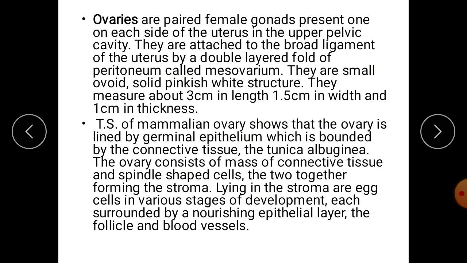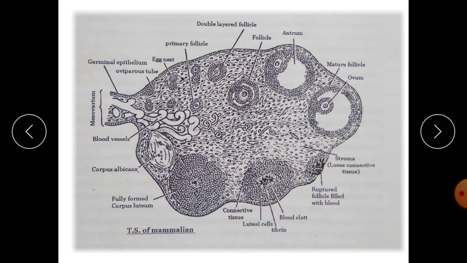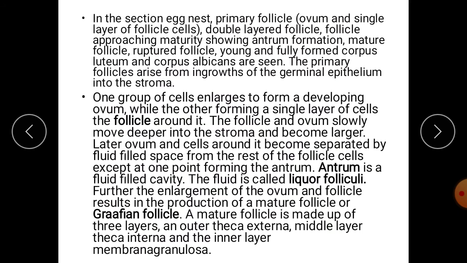So the egg is surrounded by a nourishing epithelial layer, that is the follicle. Next, in the section we see egg nest, primary follicle, double layered follicle approaching maturity showing antrum formation, mature follicle, ruptured follicle, and young and fully formed corpus luteum and corpus albicans.